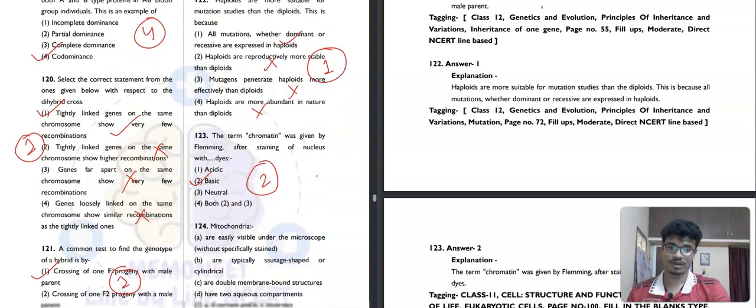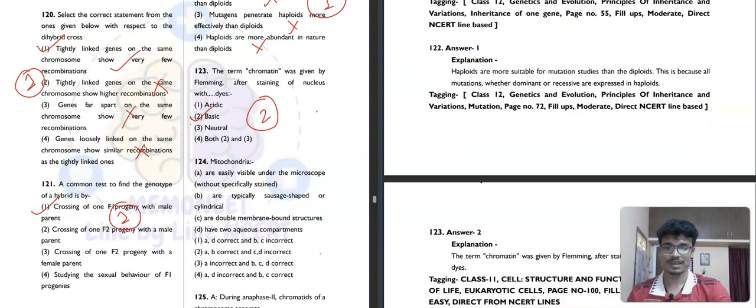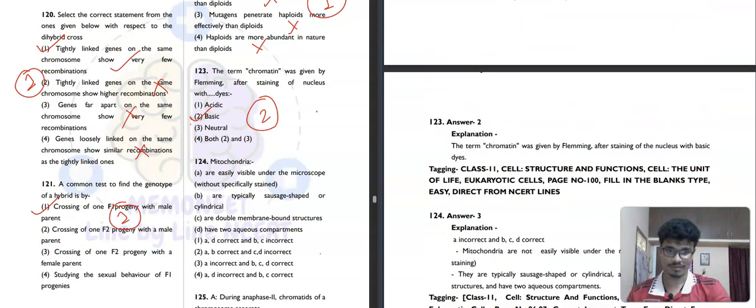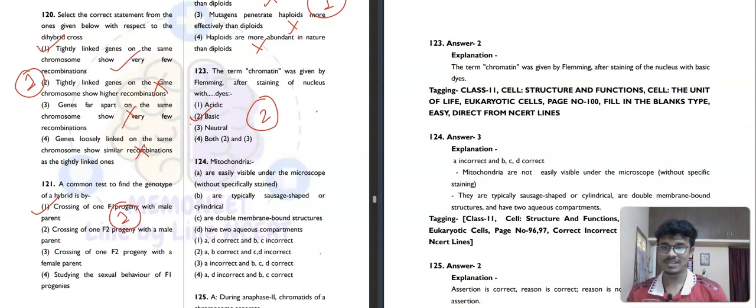Going to question 124, it is saying mitochondria are easily visible under the microscope without a specific stain. No. How can you see mitochondria without any stain, or easily visible under microscope? Mitochondria are typically sausage shaped or cylindrical. Yes. Mitochondria are double membrane bound structures, obviously. They have two aqueous compartments. It is also correct. So, A is incorrect, B, C, D are correct. Third option, here we go, our correct answer.